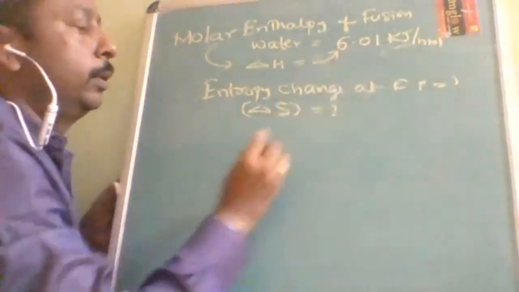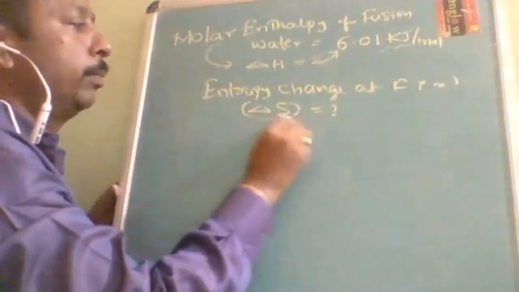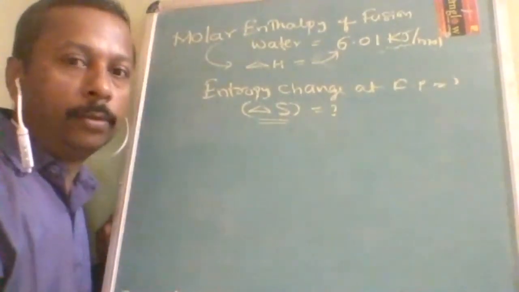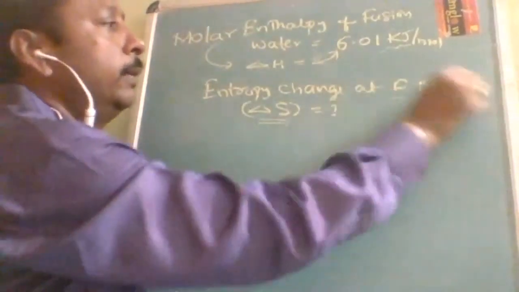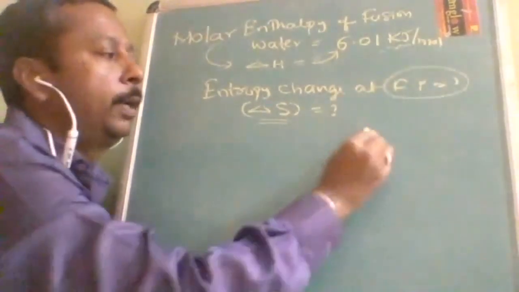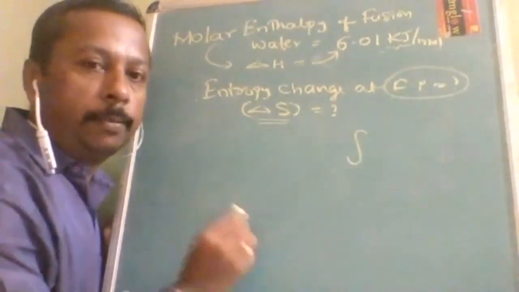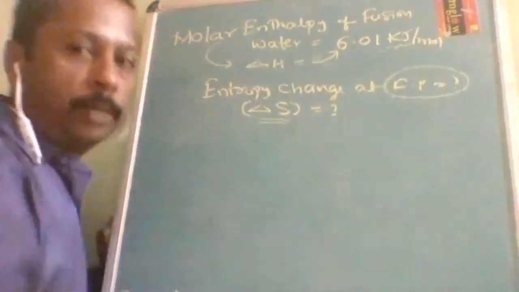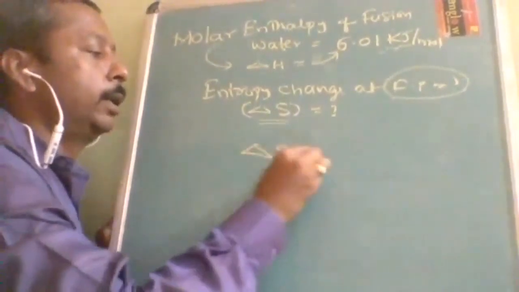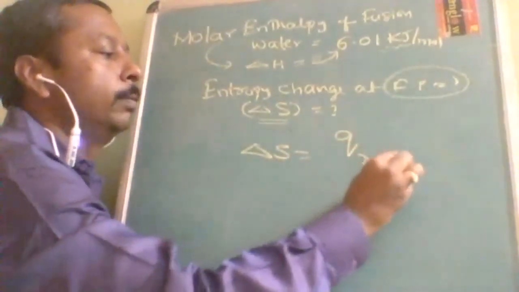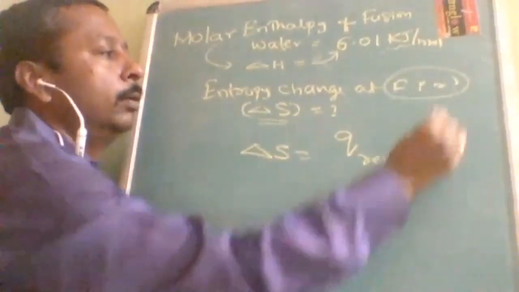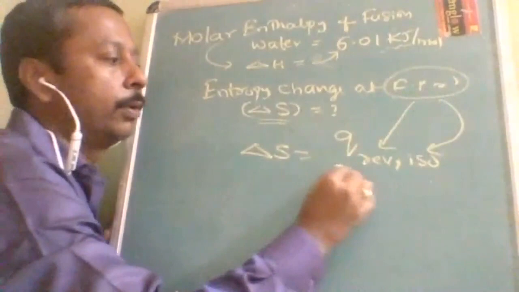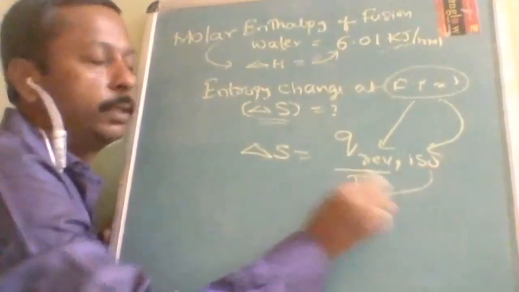Okay, 6.01 kilojoules. Normally I told you entropy change will be in joules and enthalpy change will be in kilojoules. And especially at freezing point. If it is not at freezing point, then integration is required. At freezing point means equilibrium, that will be isothermal. So if it is Q reversible isothermal, then the formula will be delta S is equal to Q reversible divided by T, whatever the temperature it is maintained.